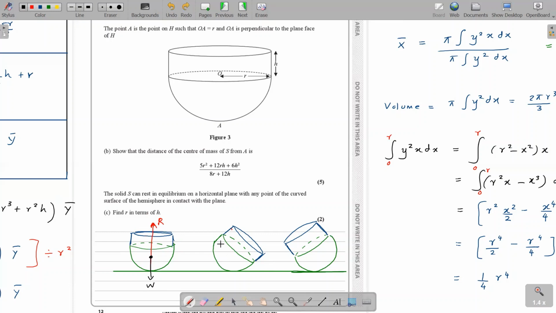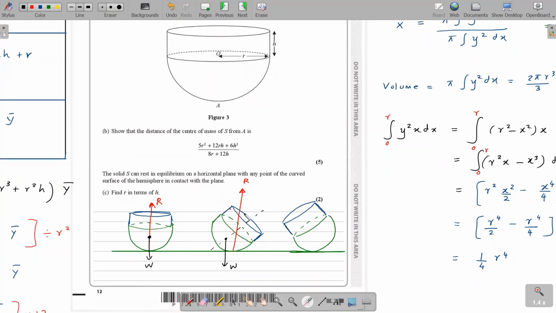Now look at the other case. Here the hemisphere is touching at this point. When you draw the normal reaction, it will pass through the center of the hemisphere, right? So what about the weight? Normally, when you take a normal hemisphere and tilt it, you expect it to topple over and come back to the original state. How does that work? Say the center of mass is at this point and W is acting over here. What do you think will happen?